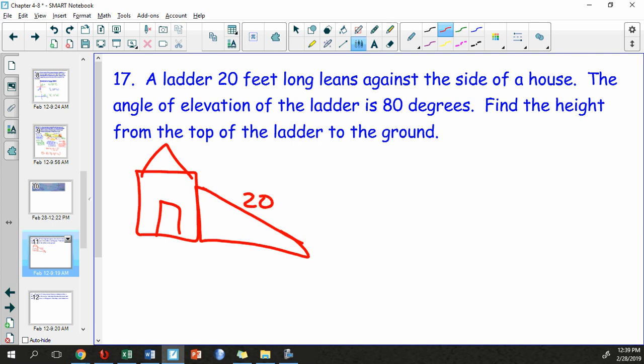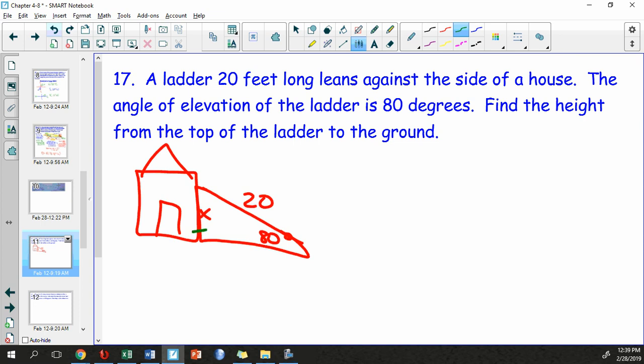So this is 20, and what is my angle at which this thing is leaning up against the house, with the ground? 80 degrees. Right, the degrees symbol. All right, 80 degrees. What is it asking to find? The height. Where's the height? It's against the house, so I need this. So what trig function would you utilize?